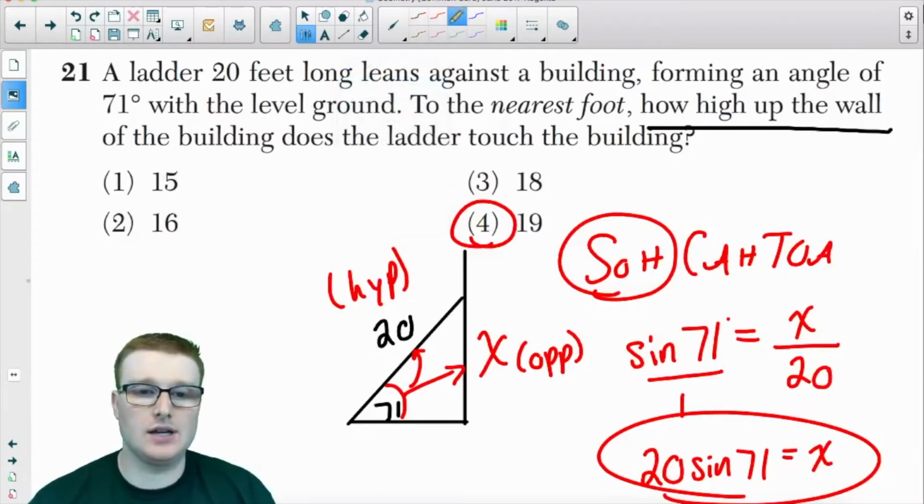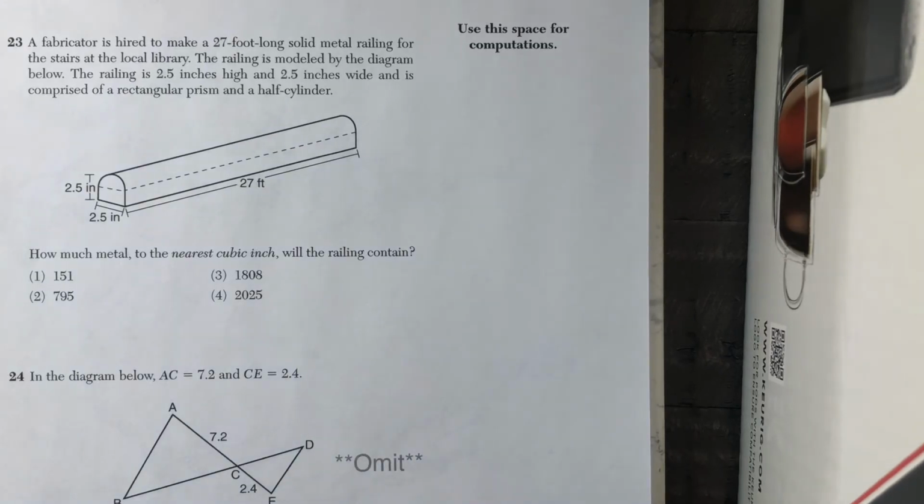All right, folks. The next question is number 23. A fabricator is hired to make a 27-foot-long solid metal railing for the stairs at the local library. The railing is modeled by the diagram below. The railing is 2.5 inches high and 2.5 inches wide, and is comprised of a rectangular prism and a half cylinder. How much metal to the nearest cubic inch will the railing contain?